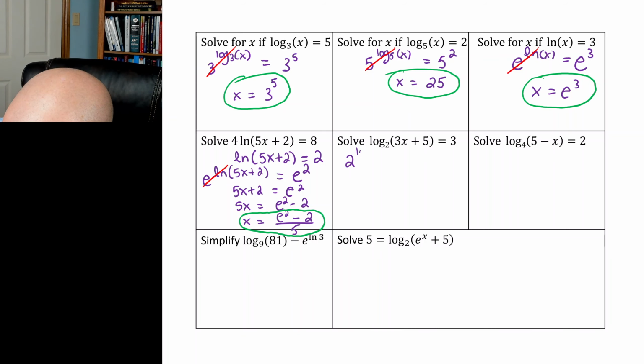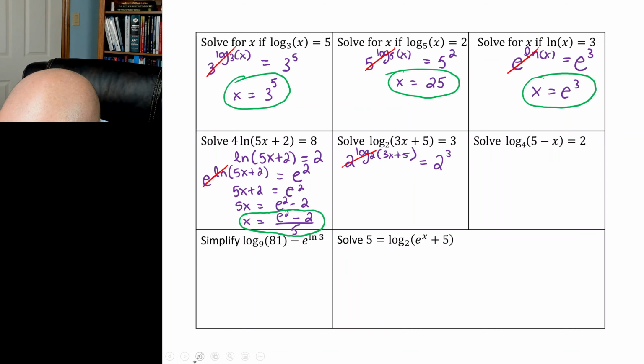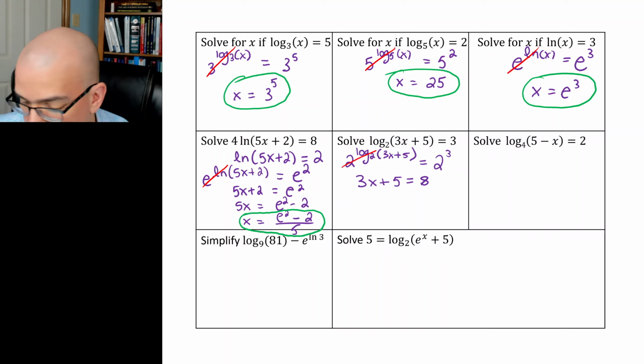So 2 to the power of log base 2 of 3x plus 5 is equal to 2 to the power of 3. I can cancel the 2 power log base 2, and I'm left with 3x plus 5 is equal to 2 to the power of 3, which is 8. 2 times 2 times 2.